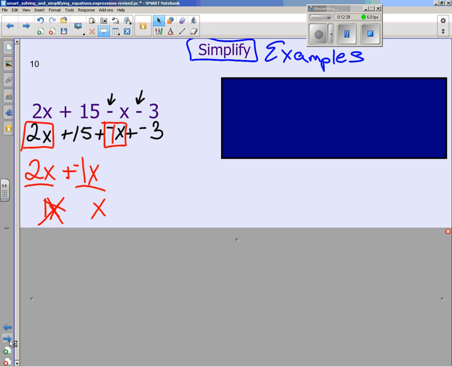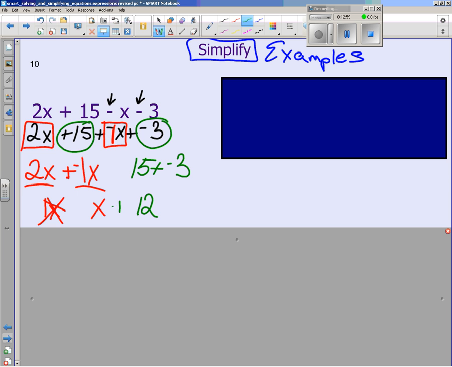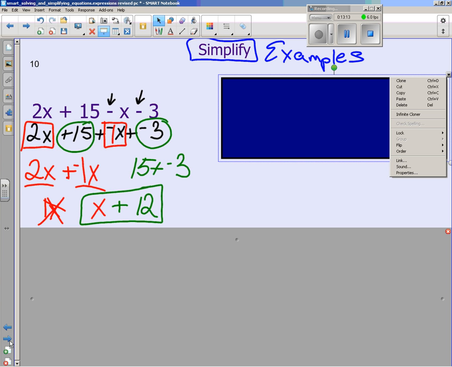With me so far? Next, I look at my other terms. I have plus 15 and negative 3. So I'm going to write this down, 15 plus negative 3. And I'm going to use my rules of integers and know that 15 plus negative 3 is going to be positive 12. So my simplified expression here is x plus 12. Pause it, rewind it, if you think you need to look it over again. Let's go ahead and do another example now.